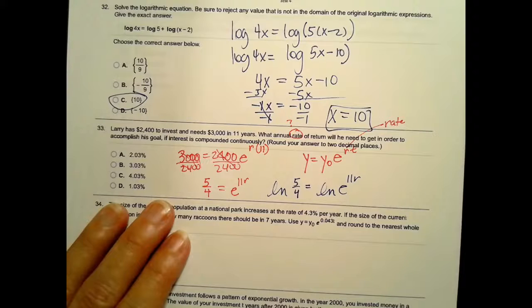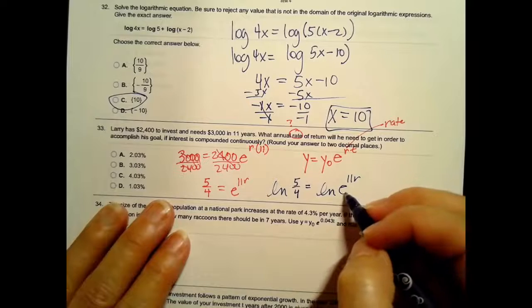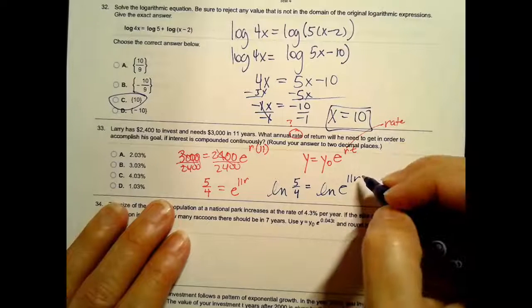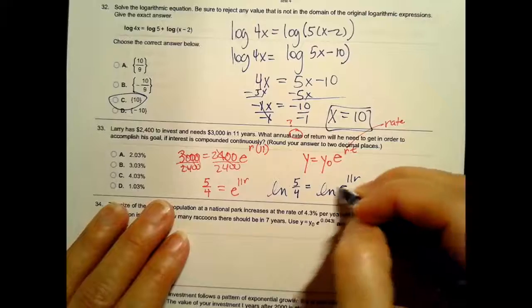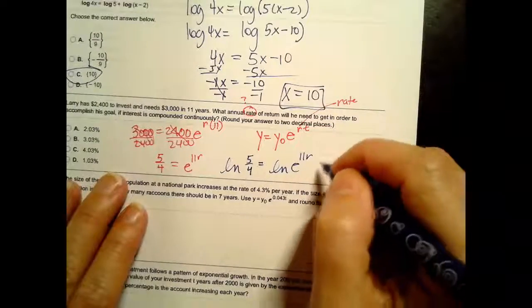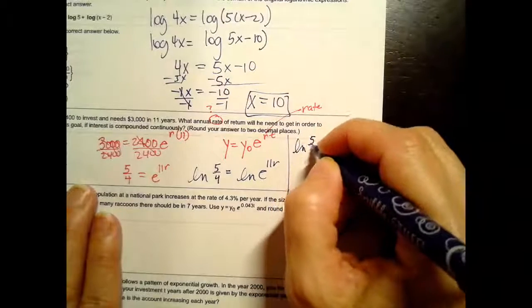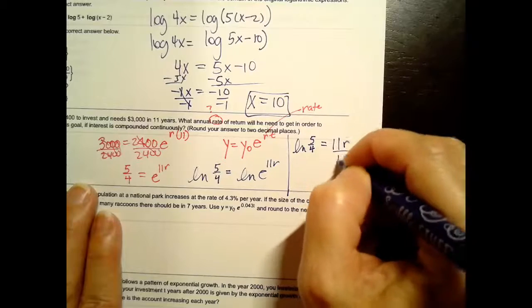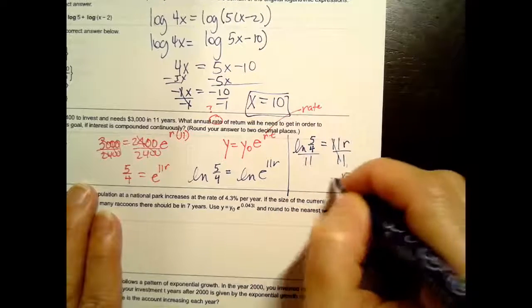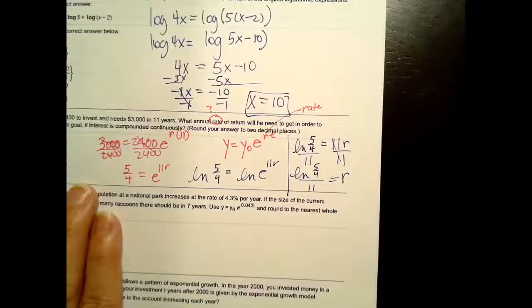And now I know that the natural log of e is 1, right? And so that just tells me that I can divide right here by 11, because the natural log of e is 1. So we get the natural log of 5 over 4 is equal to 11r. Divide both sides by 11. So r is equal to the natural log of 5 over 4 divided by 11.